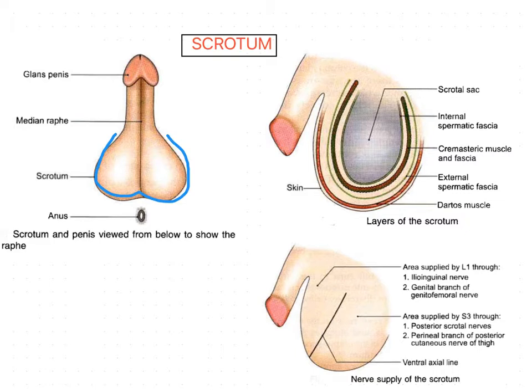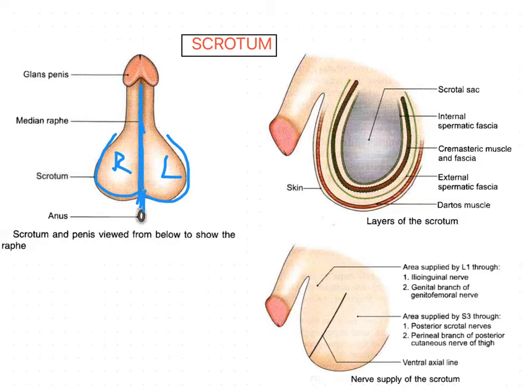This is about the scrotum, and externally the scrotum is divided into right and left parts by a ridge or raphe, which is continued forwards on the undersurface of the penis and backwards along the middle of the perineum up to the anus.